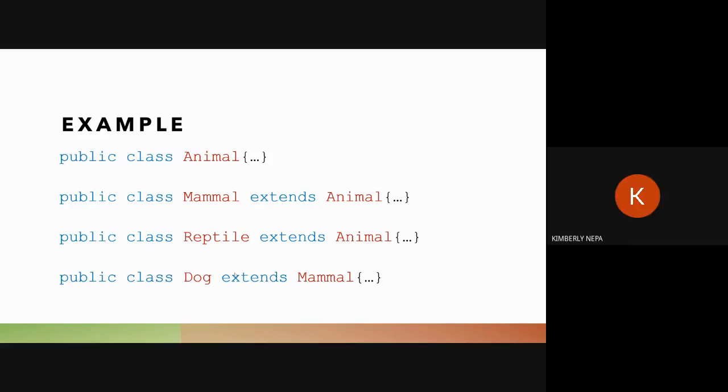So, again, kung kay kinsa siya nag-extend, siya ang parent class. So si mammal nag-extend siya kay animal, meaning to say si mammal ang child class, si animal ang parent class. Si reptile is also extending with the animal. So reptile will be the child class and animal will be the parent class. And here, since si dog nag-extend siya kay mammal, so si mammal ang parent class ni dog. So that is just an example.